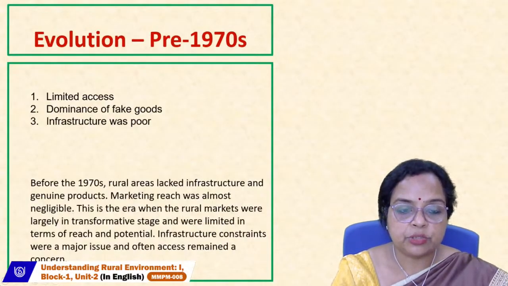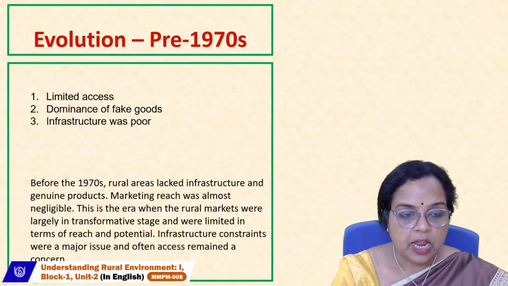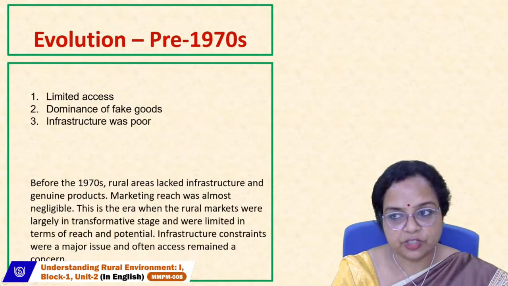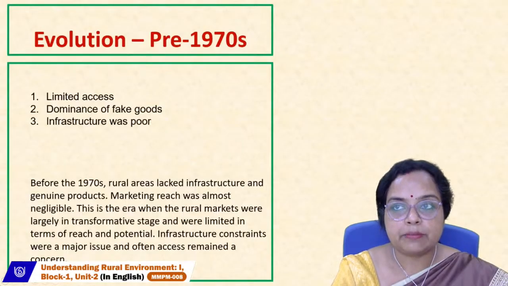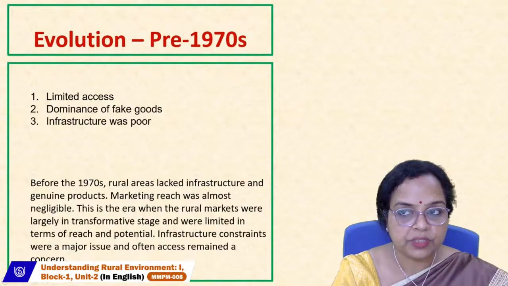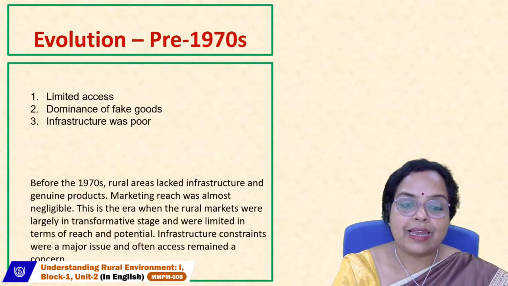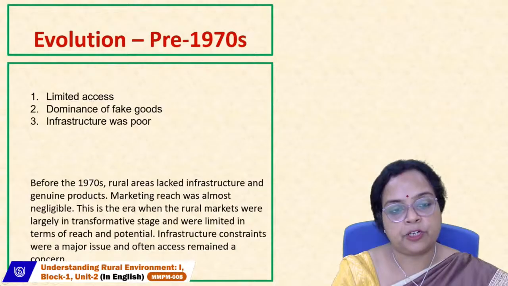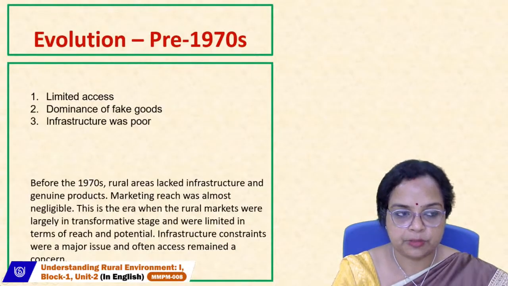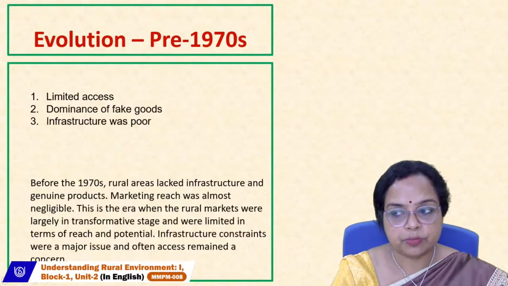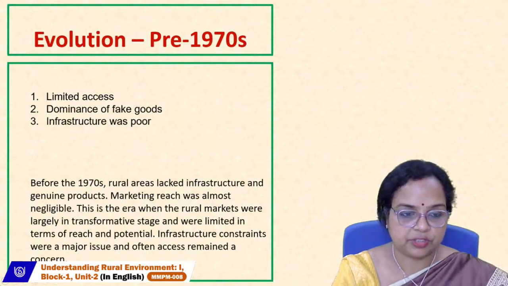Before the 1970s, rural markets lacked infrastructure and genuine products. It was almost 50 years back. Definitely, there were challenges for infrastructure development, let it be road, let it be logistics, let it be information about the mandis or the selling platforms. So the major challenge before the 1970 period was lagging infrastructure. Even if they were producing a good quantity of fruits, vegetables, and grains, they were not able to sell their products due to the challenges of infrastructure.